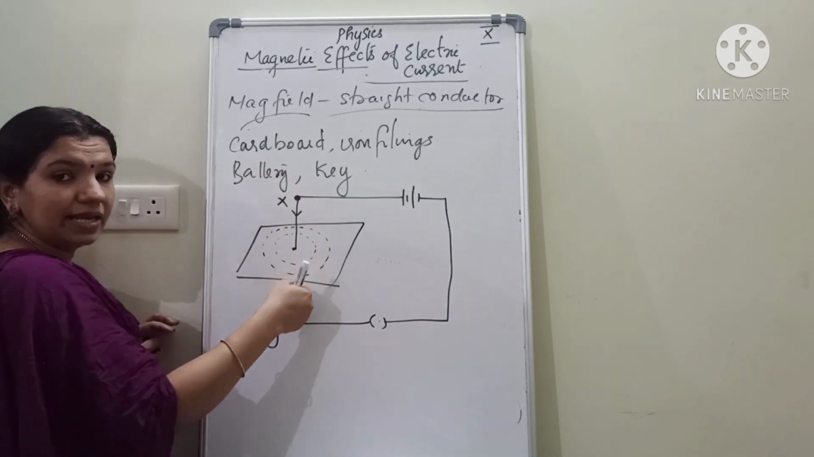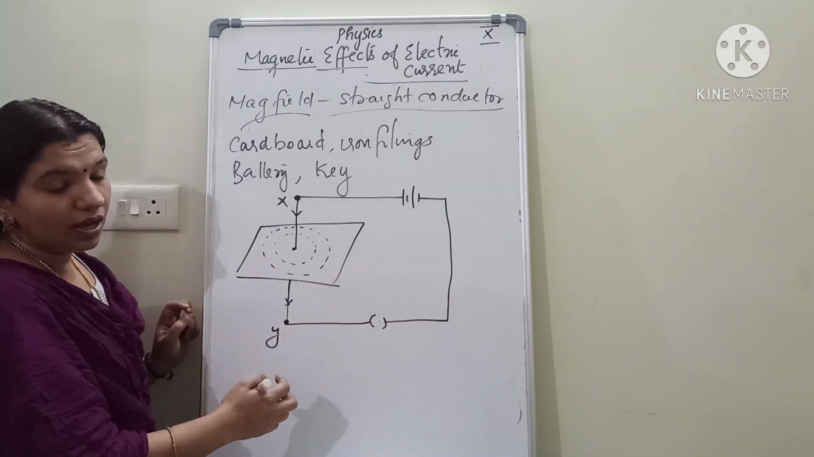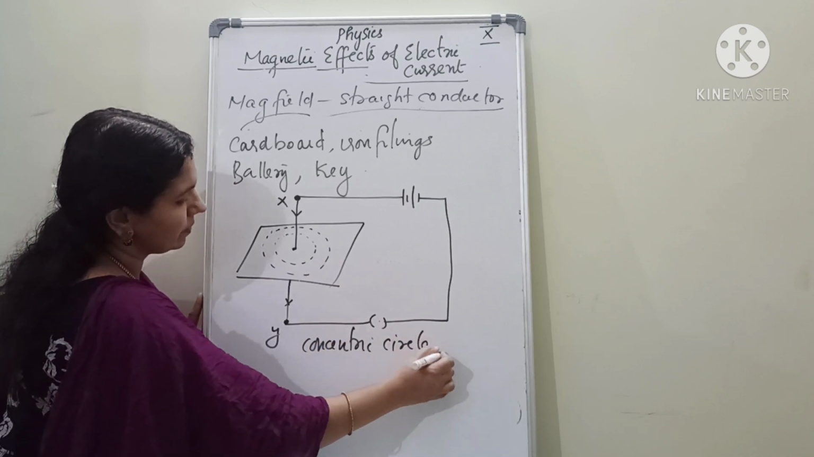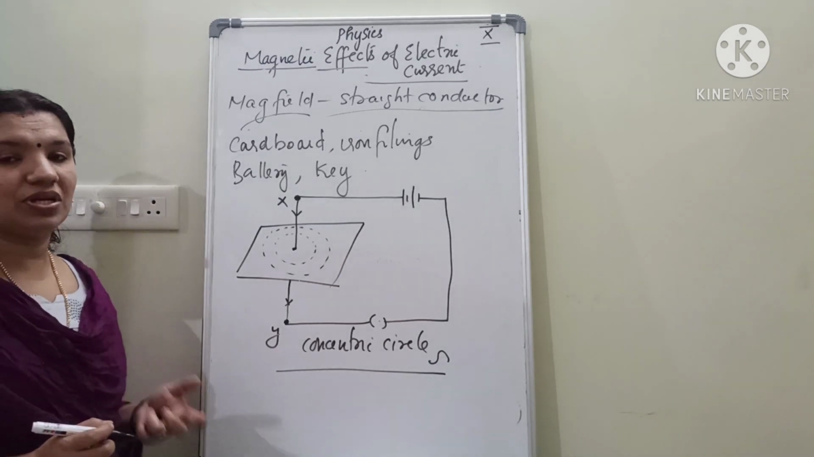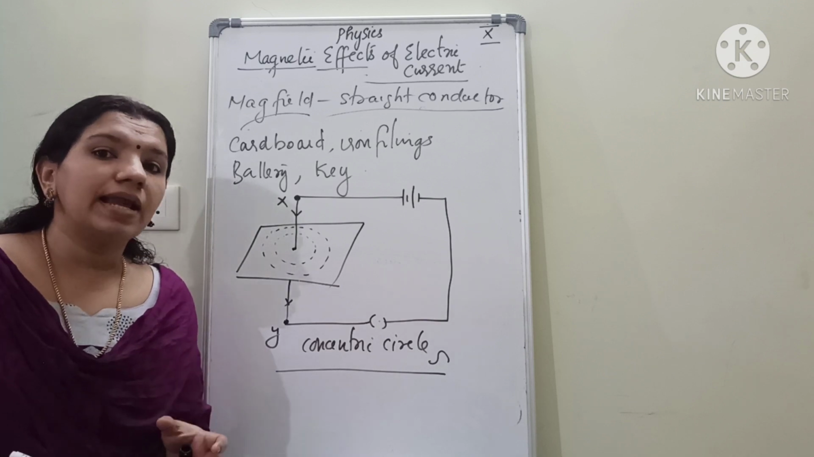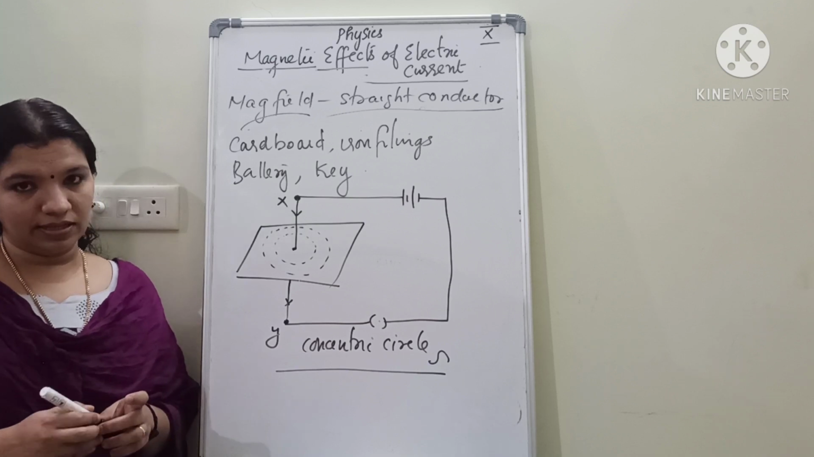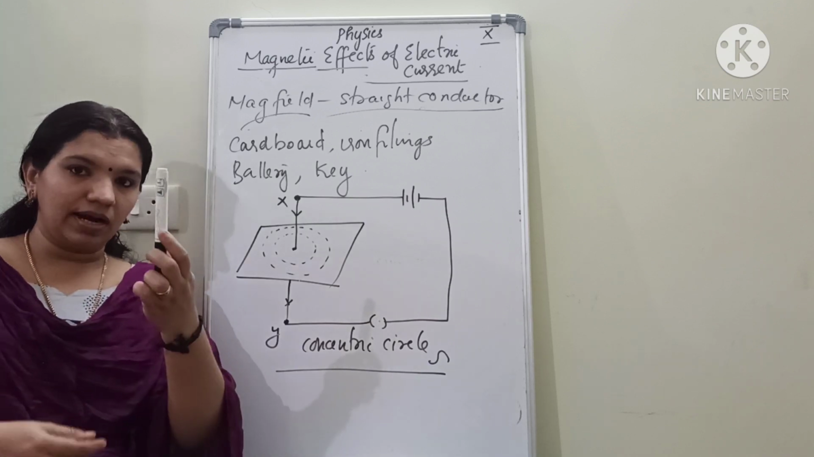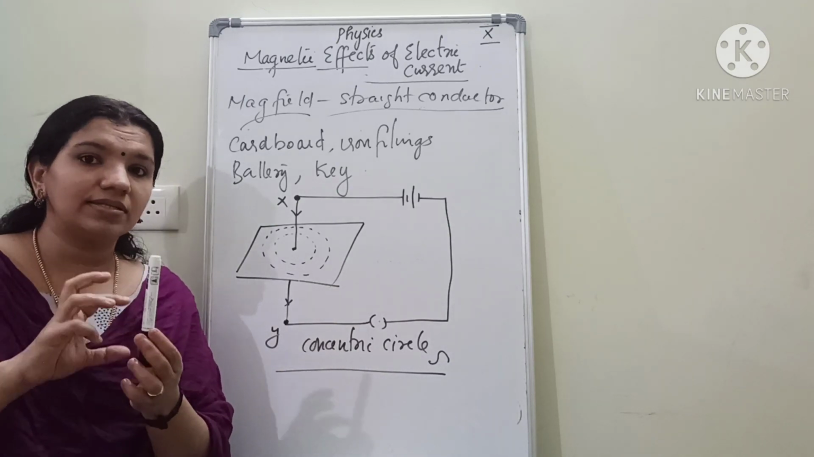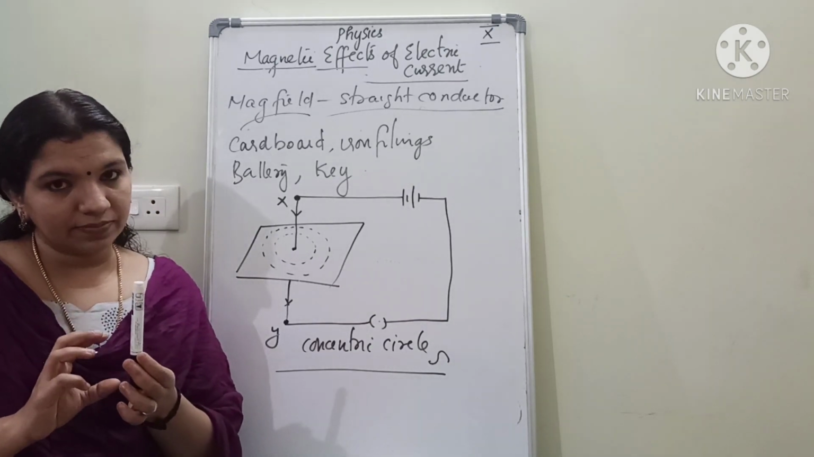Okay, so iron fillings will arrange around the straight conductor or the straight wire in the form of concentric circles. Concentric circles. And what do these concentric circles represent actually? These concentric circles are actually giving the direction of magnetic field lines or magnetic field around this straight conductor. Understand? So around this straight conductor, these concentric circles are actually the magnetic lines of force or the magnetic field lines.